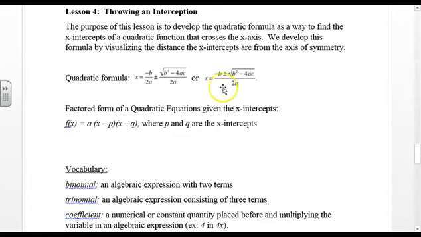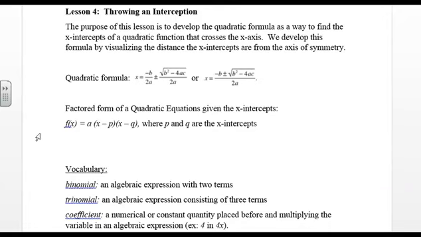In this lesson, we developed the quadratic formula from vertex form, which we worked with in Unit 4. We also looked at the factor form of a quadratic equation given the x-intercepts, and that form is f of x equals a times the quantity x minus p times the quantity x minus q, where p and q are the x-intercepts.